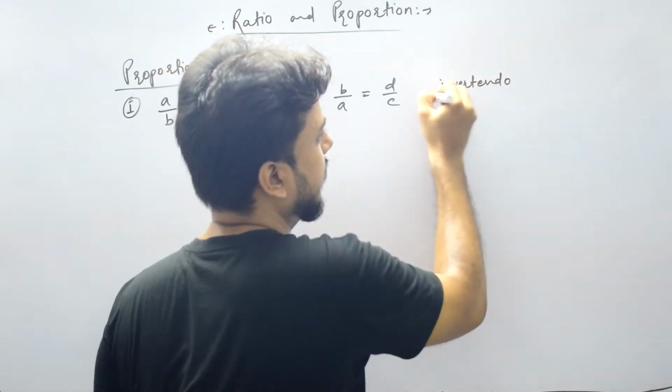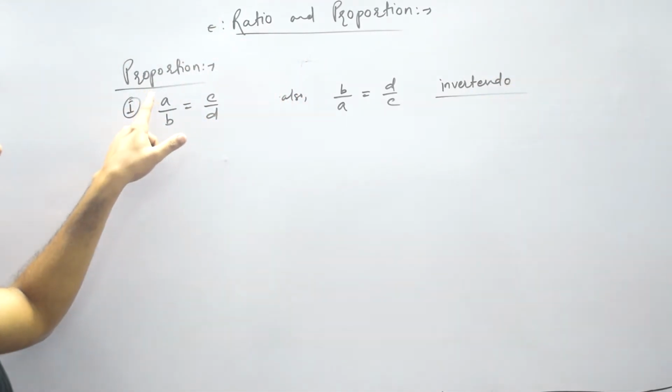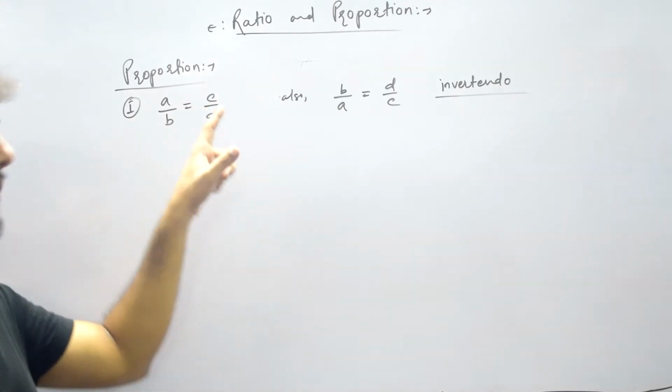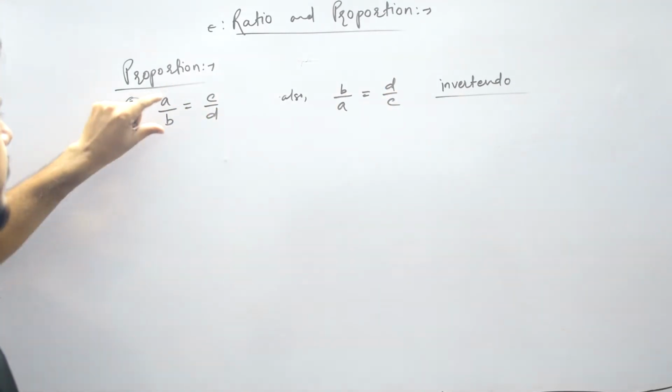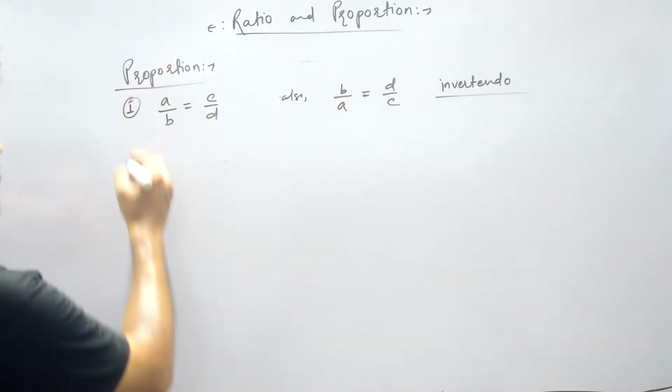Invertendo. Now remember the word invertendo. In the question, suppose the proportion is given, like 2:3 is equal to 4/9, whatever the question says. Find the invertendo. That means you have to simply find the reciprocal of the first ratio and the second ratio. That's it.